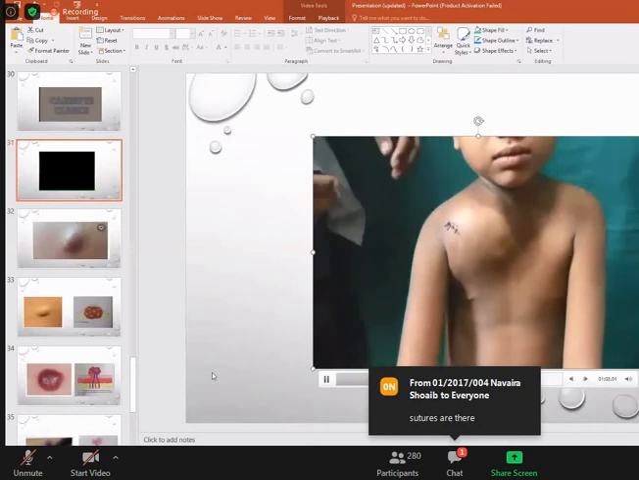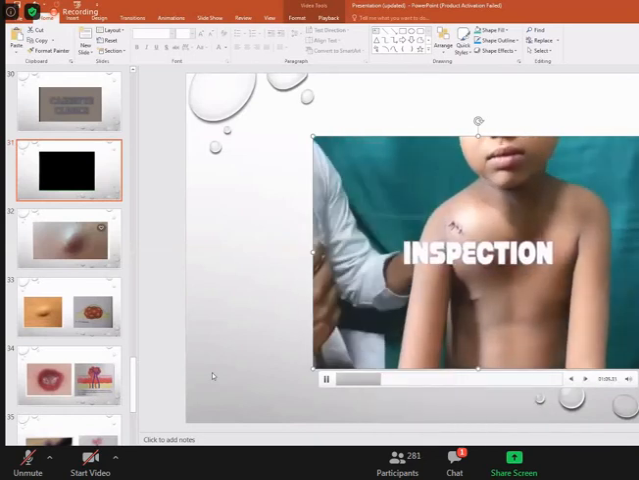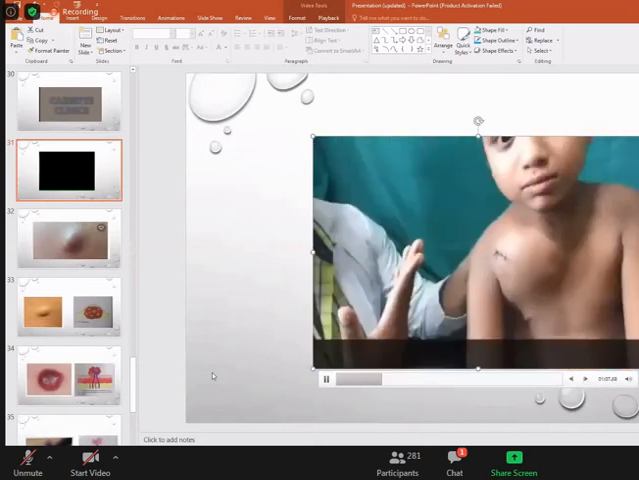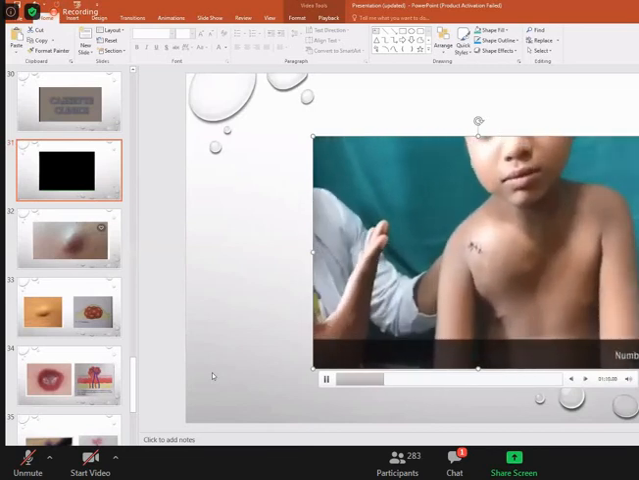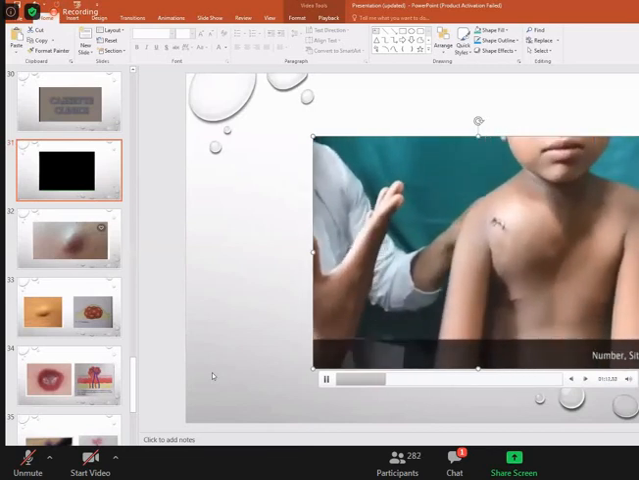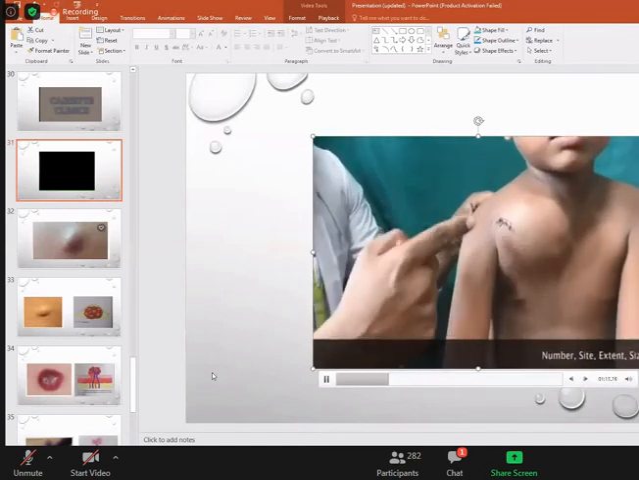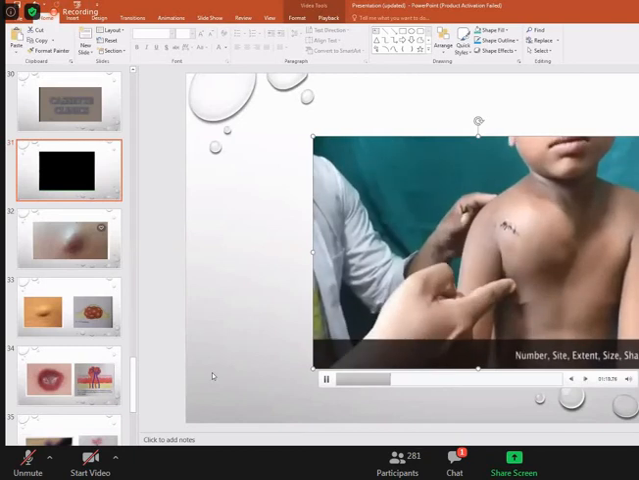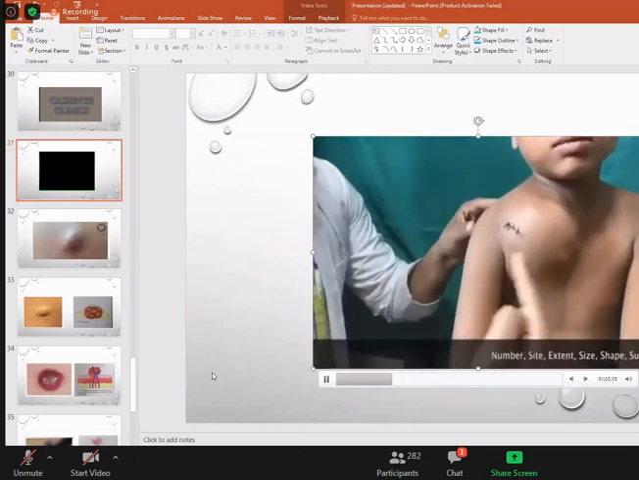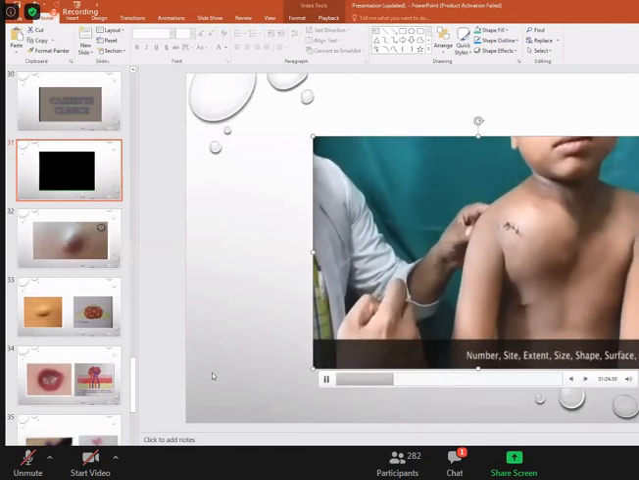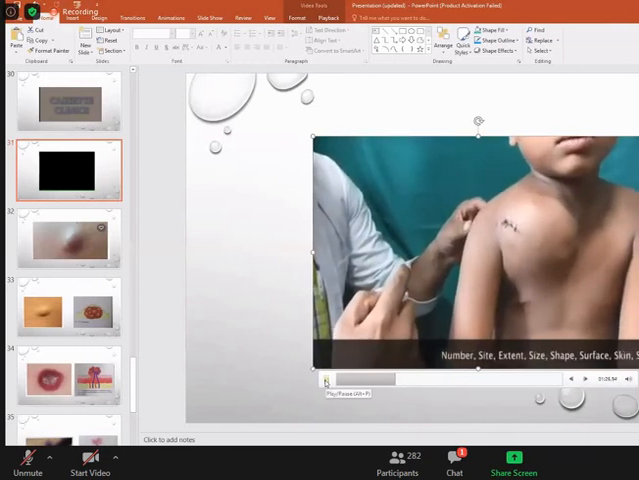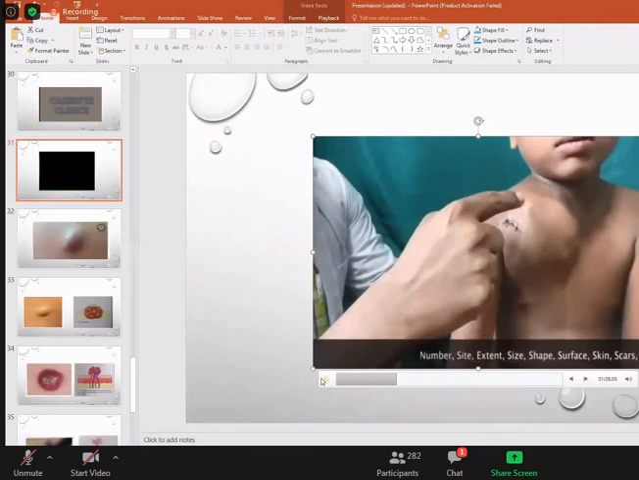Local examination begins with inspection. On inspection, there is a single spherical swelling over the right clavicular region extending from the supraclavicular region up to the upper part of the anterior chest wall and from the right shoulder to the midline, which is approximately the size of an orange. Listen, he has explained the extent in two dimensions, from above to below and medial to lateral.